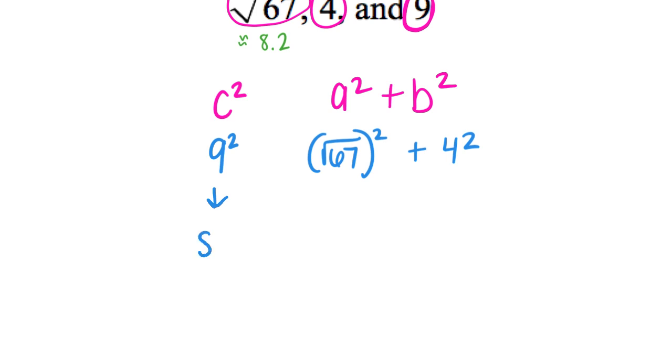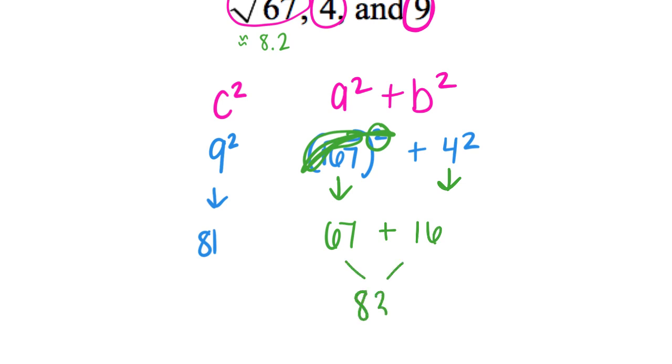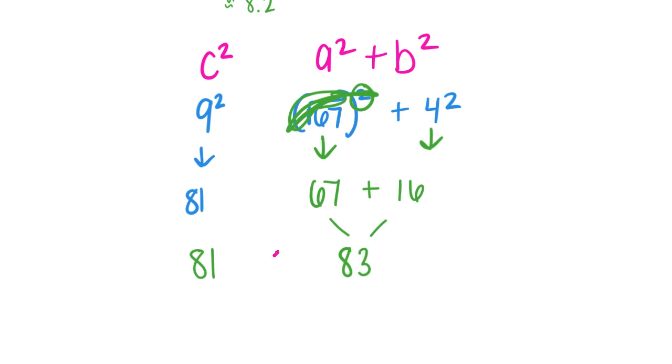So 9 squared is 81. Remember, when you square a radical, it's just going to cancel out the radical symbol, and this is just going to become a regular 67. So that's always going to happen. Anytime you square a radical, that's what's going to happen. And then we're going to do the 4 squared, which is 16. And then we can add these up. That's going to give us 83. And if we compare that to 81, 81 is less than 83, so this would be an acute triangle.